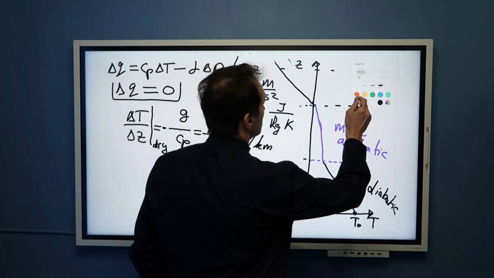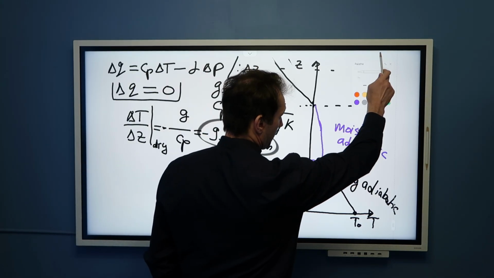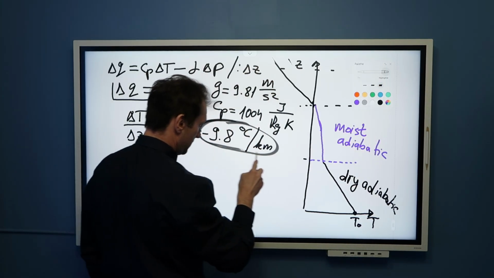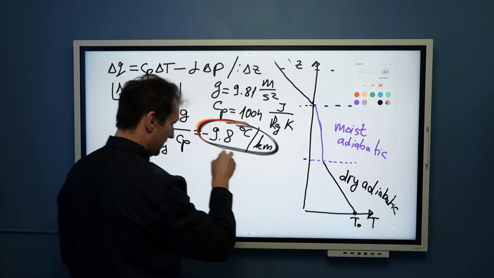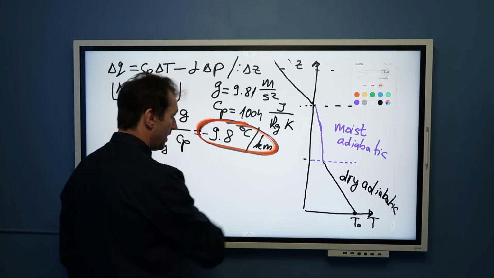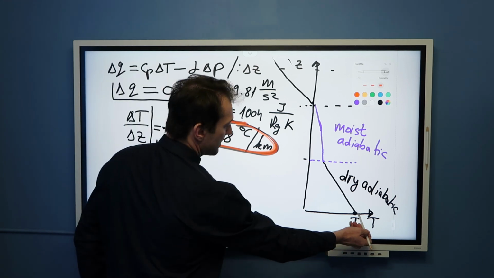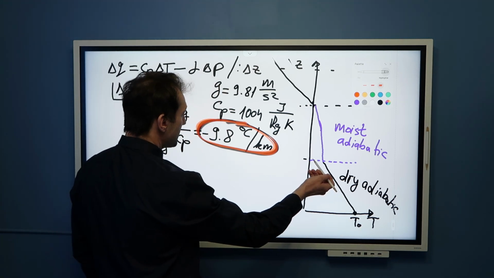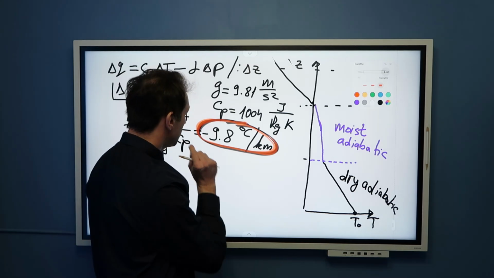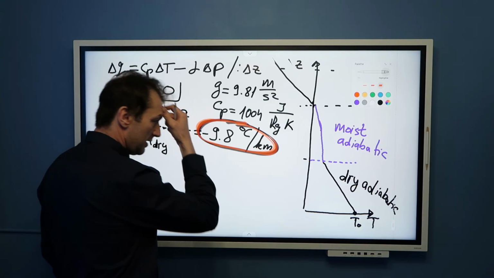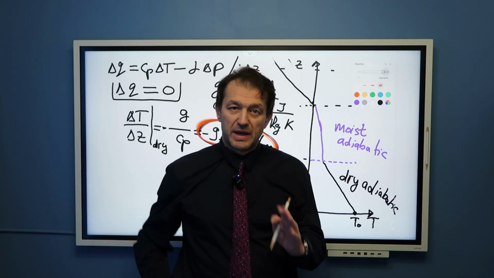How can I make it so important? This is an extremely important result. So important that I want to make sure it is in red. So this tells us that for every kilometer this parcel of air rises, its temperature will drop by almost 10 degrees Celsius. And it is very exact. It's not negotiable. It is 9.8, or almost 10, per kilometer.